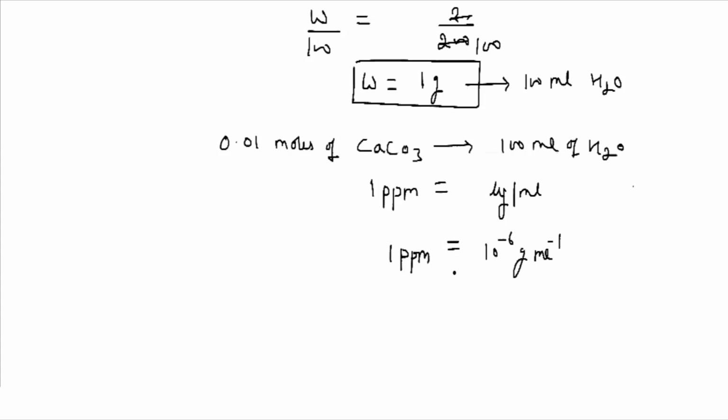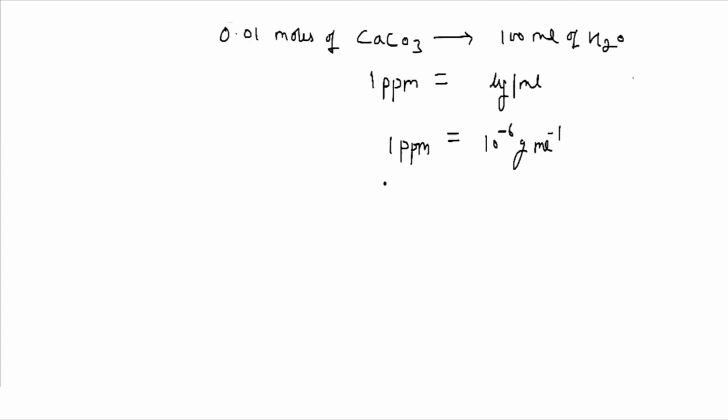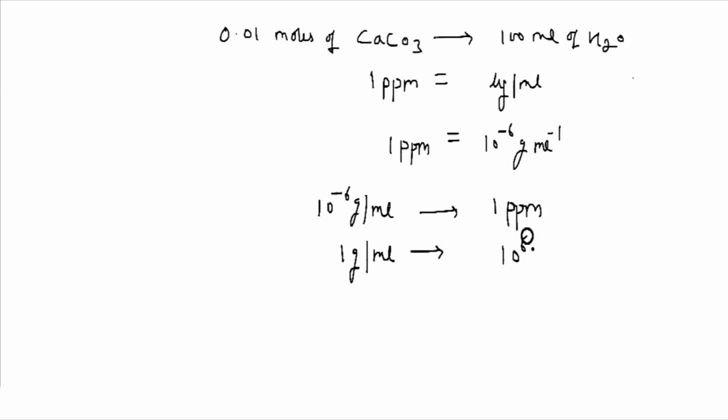I can write here 10 to the power minus 6 gram per ml is equal to 1 ppm, right? So I can easily write 1 gram per ml comes out to be 10 to the power 6 ppm. But I want to find out in 100 ml, right?